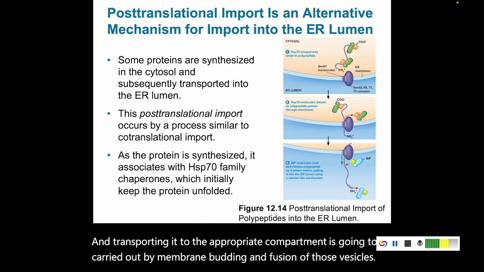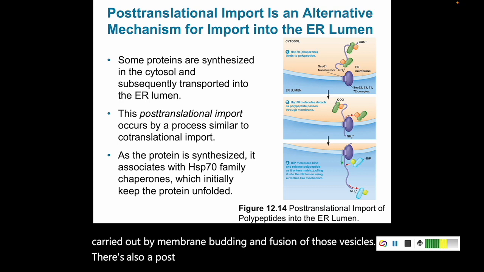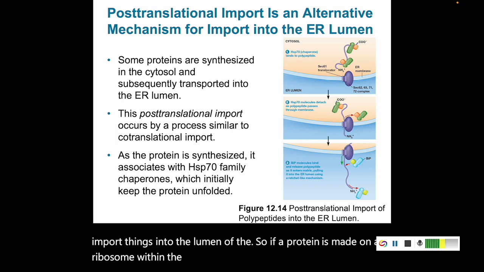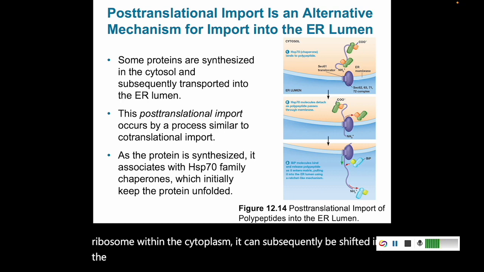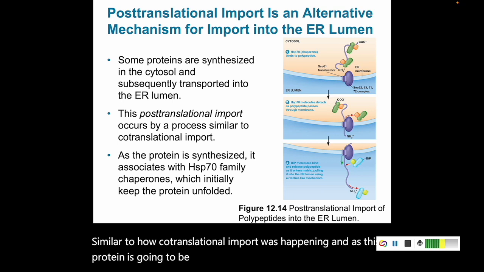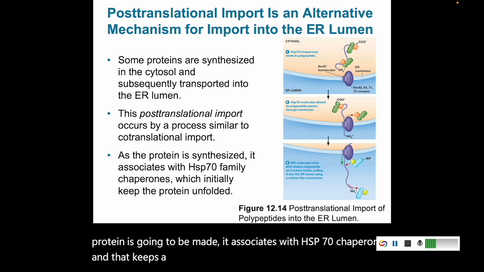There's also post-translational import. That is another way to import things into the lumen of the ER. So if a protein is made on a ribosome within the cytoplasm, it can subsequently be shifted into the ER through post-translational import, similar to how co-translational import was happening. And as this protein is going to be made, it associates with HSP70 chaperones, and that keeps a protein unfolded, as you see in this image.